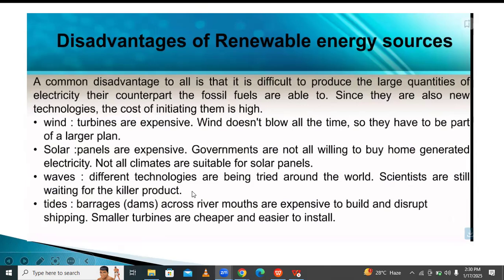Waves: different technologies are being tried around the world, and scientists are still working on this. Next, tides: barrages, dams across the river. These are some of the problems regarding renewable energy sources. Smaller turbines are cheaper and easier to install. So these are the disadvantages of renewable sources.